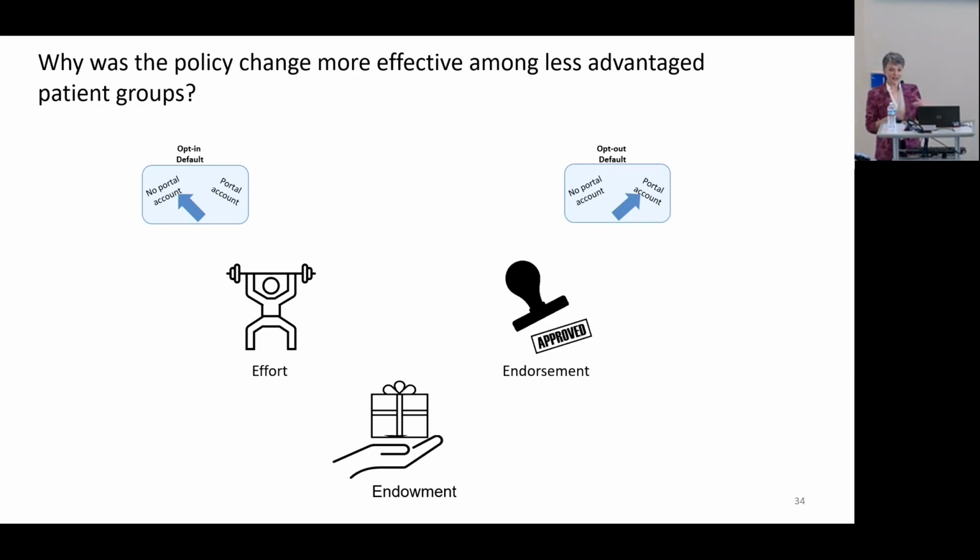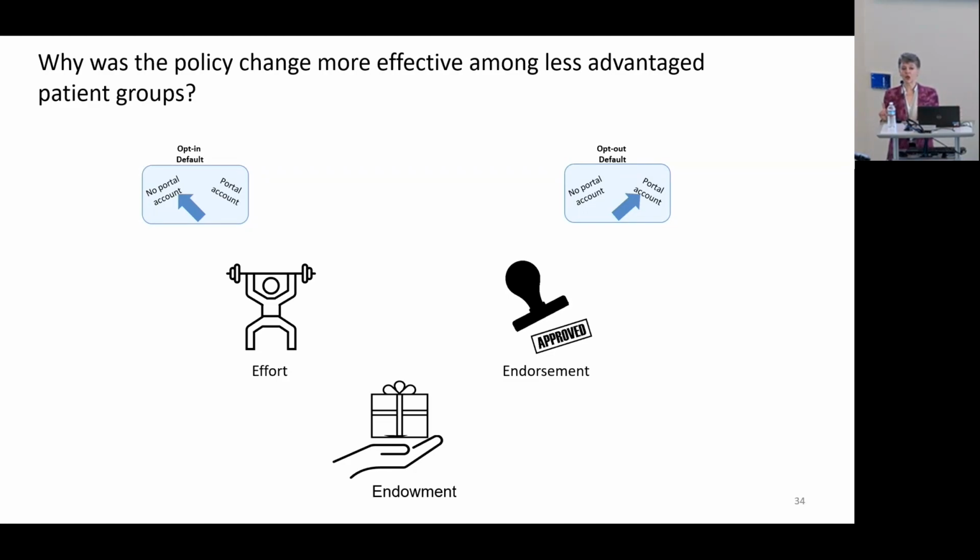The endorsement, I think, obviously also works in our favor now. It's very clearly that your medical center wants you to have one of these. We're giving you one of these, so that's nice. The endowment effect definitely affects here. This is your portal, or I can take it away. But I think what's interesting is when we think about the effort. The effort is where I think we're seeing the disproportionate effect on different patient populations.